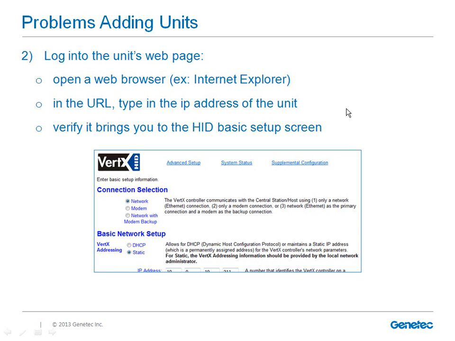As we mentioned, we need to be able to access the HID configuration web page on the unit. You just need to open up a web browser, and in the area where you type in a URL, put the IP address of the unit. It should ask you for the credentials to log in, and from there you'll see the basic setup screen like here.